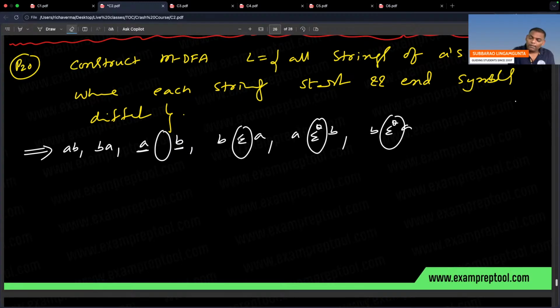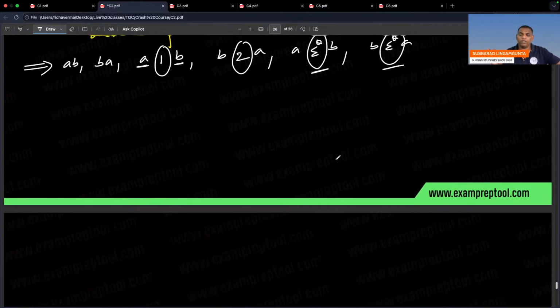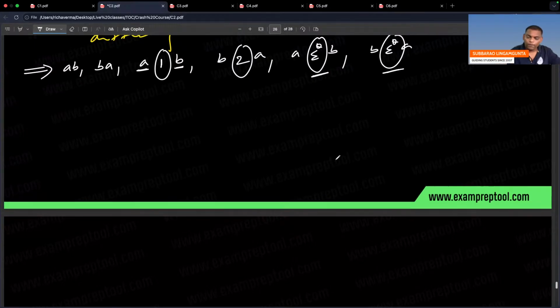It may be one length, it may be two length; in between, you can take anything. But remember, starting with A means ending with B, and starting with B means ending with A. Be careful, everyone. Observe this. One state I have taken as one. I think the minimal thing is 2, so 2 plus 1, 3 states required. Understand, everyone.